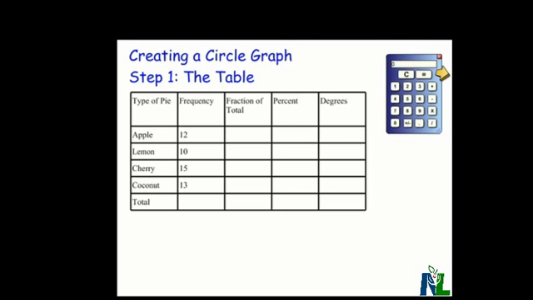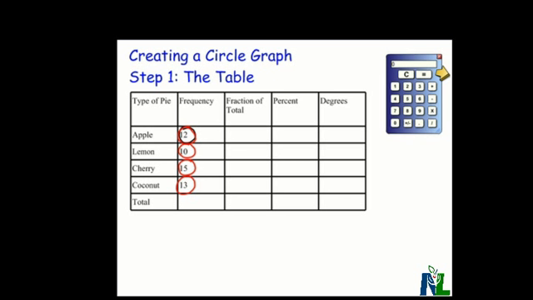Now, class, we are going to create a circle graph on our own, and we're going to complete step one. We're just going to fill out the table in order to be able to draw our circle graph. This particular circle graph is going to be about your favorite type of pie. We have apple pie, lemon pie, cherry, and coconut. And obviously people have already been surveyed, and this information is going to be given to us. That's called the frequency. So 12 people like apple pie, and 10 like lemon, 15 cherry, and 13 coconut.